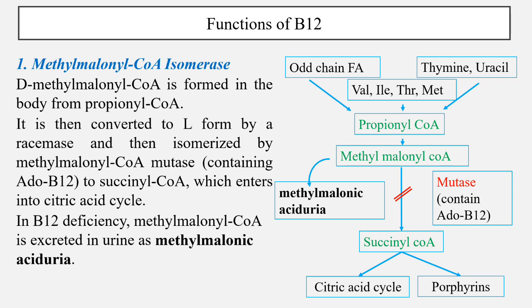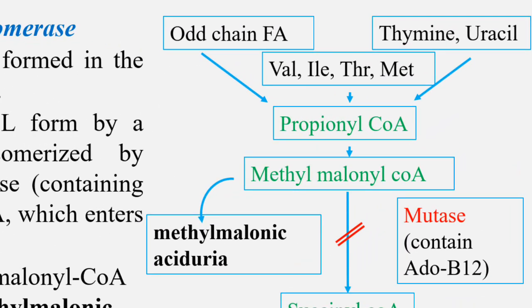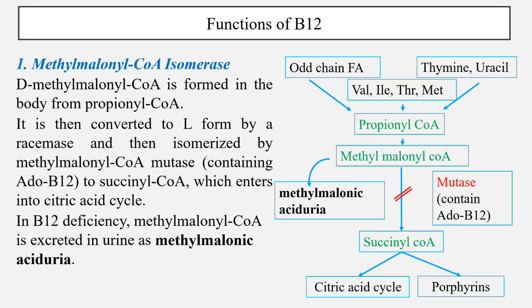This methylmalonyl-CoA is formed from odd-chain fatty acids, thymidine and uracil, and also from valine, leucine, threonine and methionine. These are the amino acids. They may convert directly to methylmalonyl-CoA or after converting to propionyl-CoA. Methylmalonyl-CoA is converted to succinyl-CoA by the enzyme methylmalonyl-CoA mutase or isomerase, which contains the adenosyl B12.